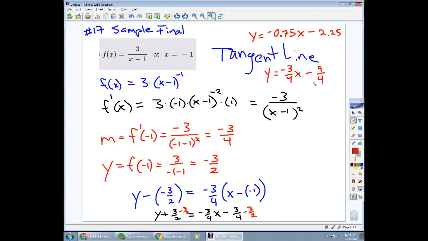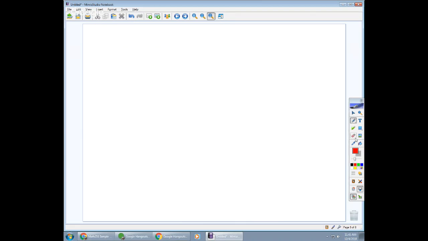And on the test, I want you to make a hand-drawn graph of this. If I ask for that, there's going to be at least one graph on the test. So I'm going to do a rough sketch of this graph and the tangent line. Let's see, was it x minus 1? Yes, 3 over x minus 1. So that means there's a vertical asymptote at x equals 1 that it can't cross.